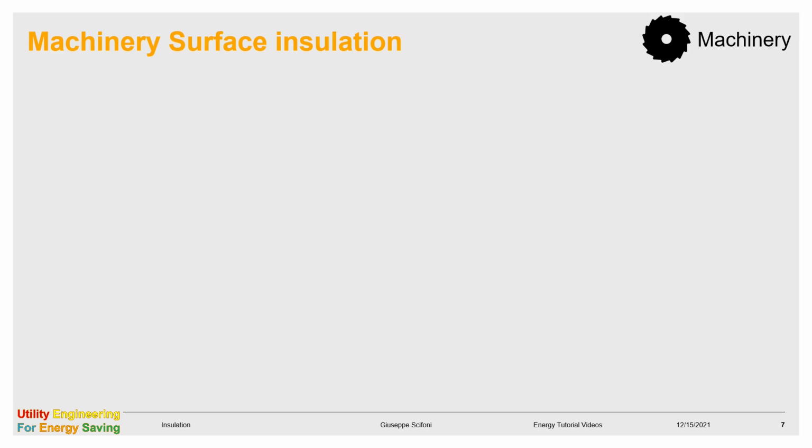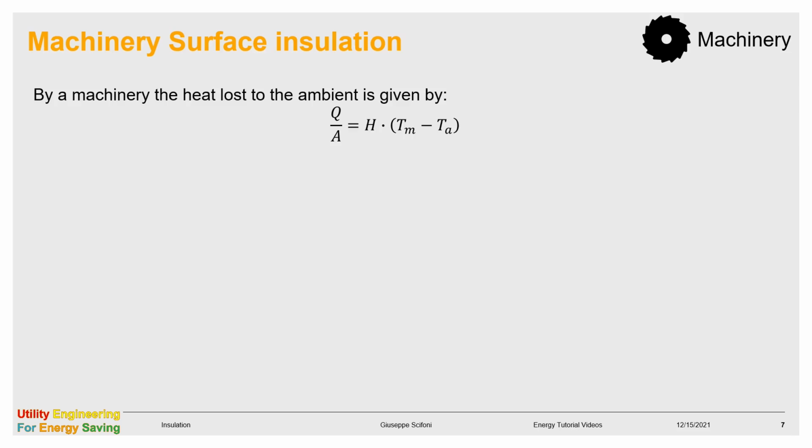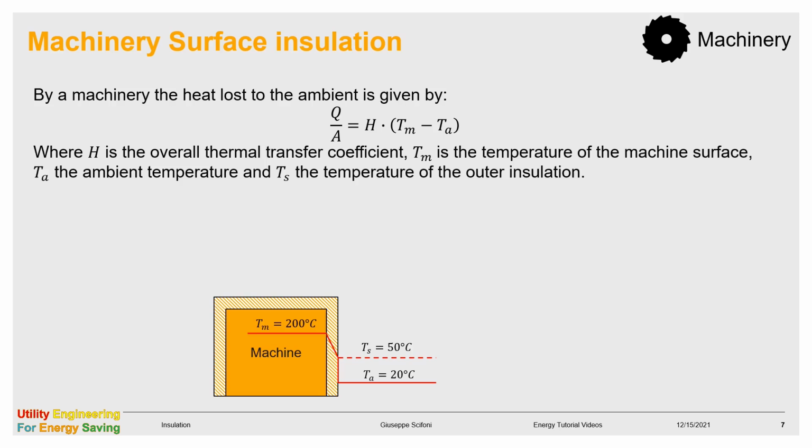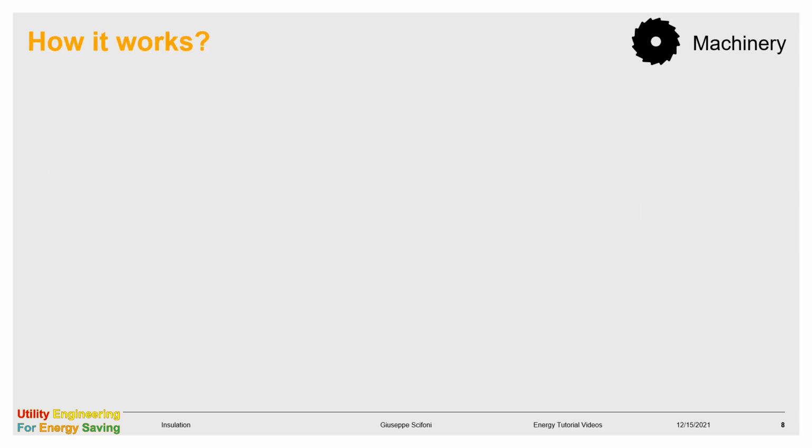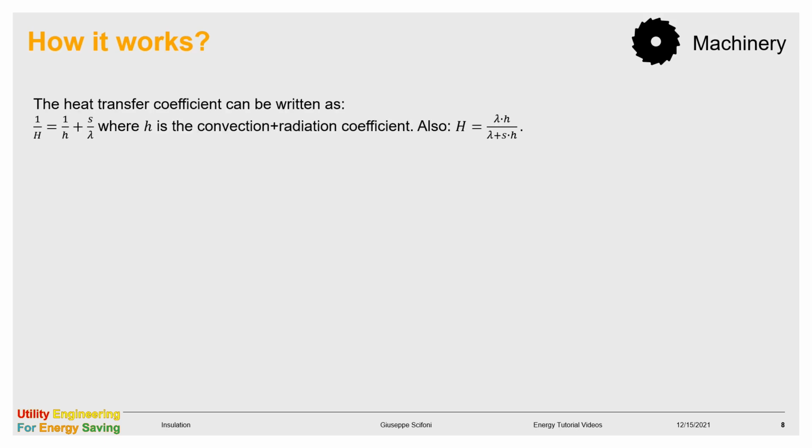The second argument is the insulation of the machine. Here also a very similar law is applicable. H is the heat transfer coefficient, Tm the temperature of the machine, Ta the temperature of the ambient, and Ts the outer temperature of the insulation. The main difference versus the formula used for a wall is that here the heat transfer coefficient is made of two parts, one due to conduction and one due to convection and radiation.